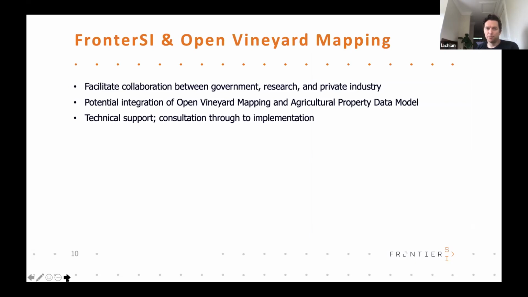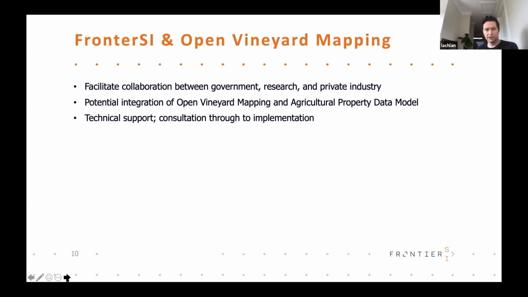Brings us on to the final point, I guess, as to where Frontier SI could possibly fit into the open vineyard mapping work that you're looking at the moment. I see the biggest potential opportunities to leverage Frontier SI to support collaboration between our government research and private industry partners. I should have said before that we're not limited to our partners. We do very frequently engage other organisations outside of our partners where necessary. But that first point is really the key involvement that I'd like to see for the open vineyard mapping work.